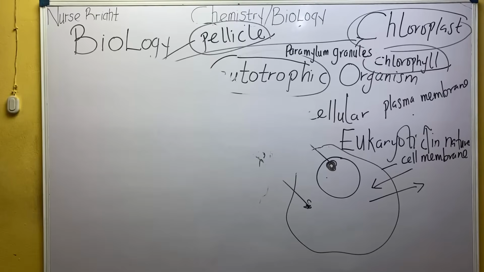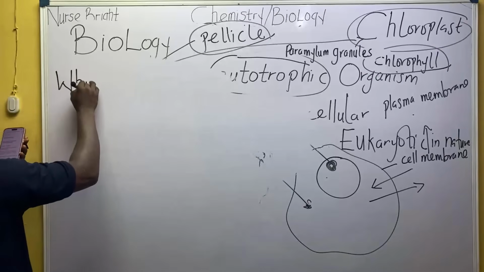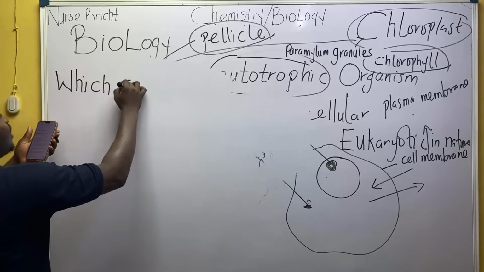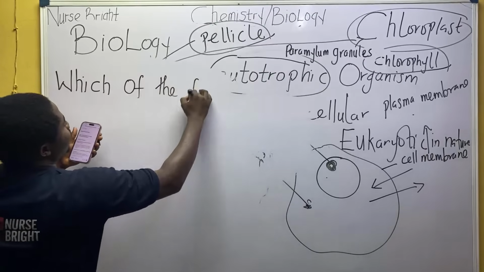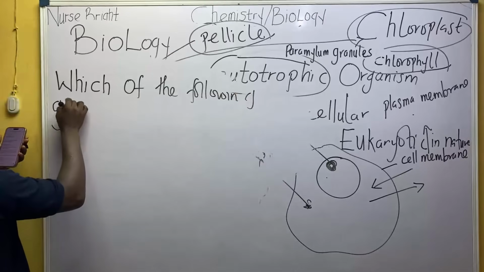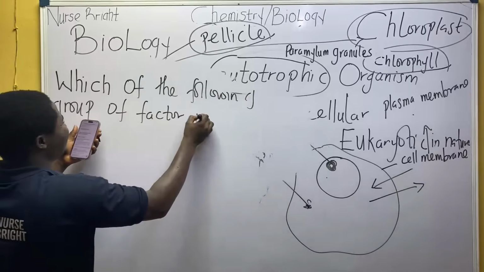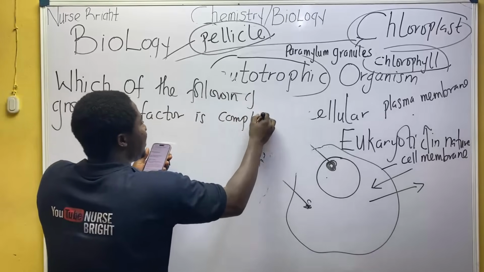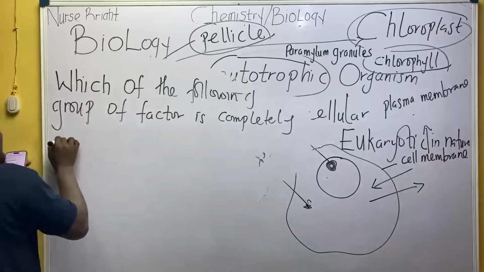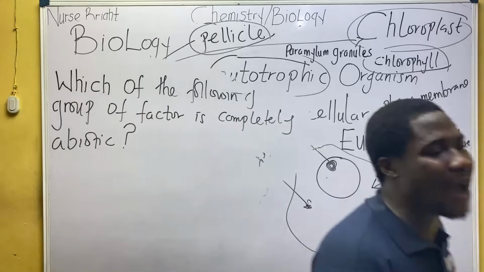So let us answer this question right now. This one is on ecology. It says, which of the following group of factors is completely abiotic in nature? What does abiotic mean?